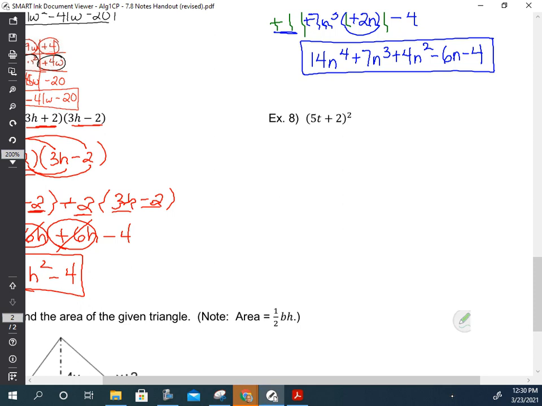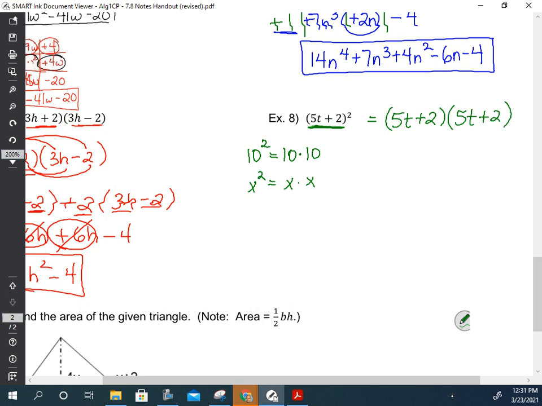So in order to understand this, you have to understand what it means for something to be squared. If you take 10 and raise it to the second power, what are you doing? You're multiplying 10 to itself. If you have x squared, what does that mean? X times x. So that means if you have 5t plus 2 squared, you are taking 5t plus 2 times 5t plus 2. So you have to write it twice.